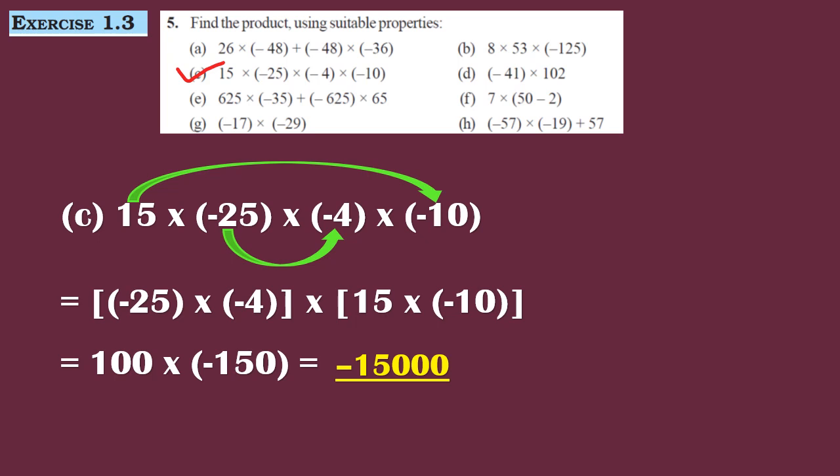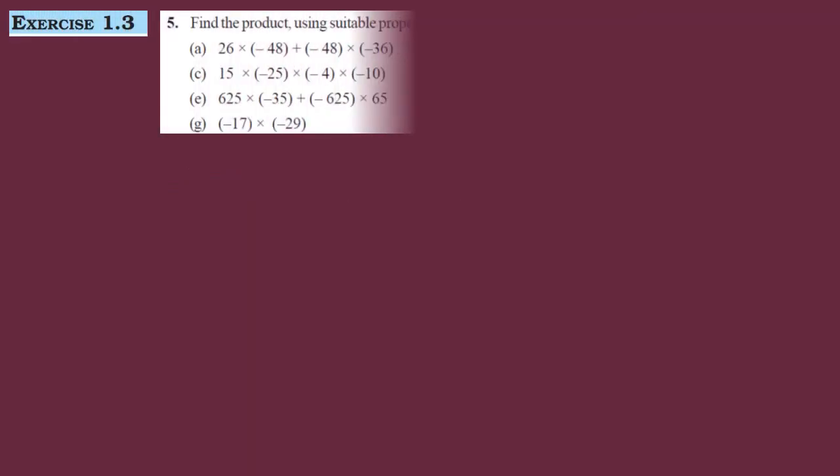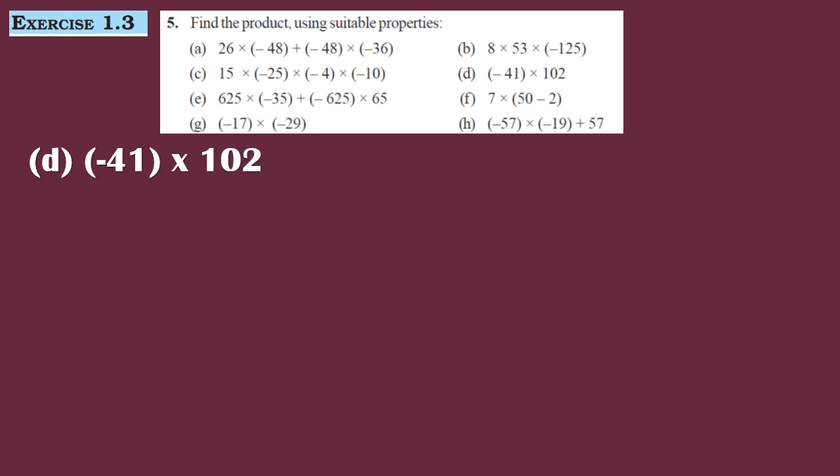Now question D. Minus 41 into 102. So here we need to split one of the numbers which is nearer to 10 or 100, that we will split. So here 102 is nearer to 100. We can split and write it as minus 41 into 100 plus 2.